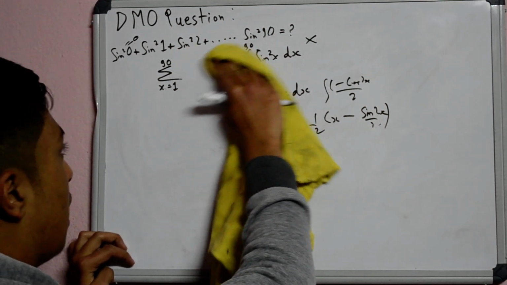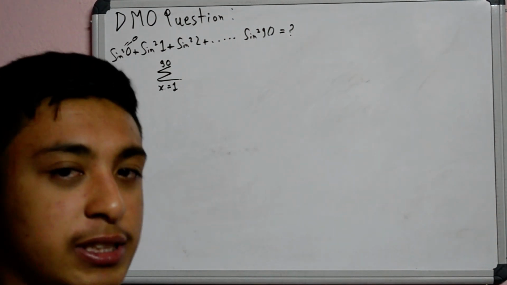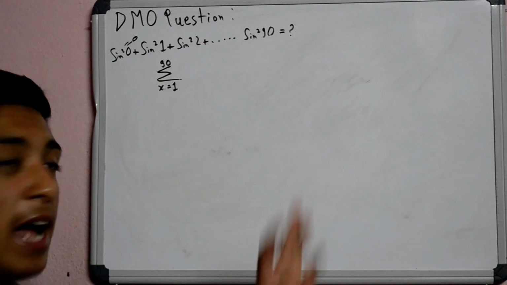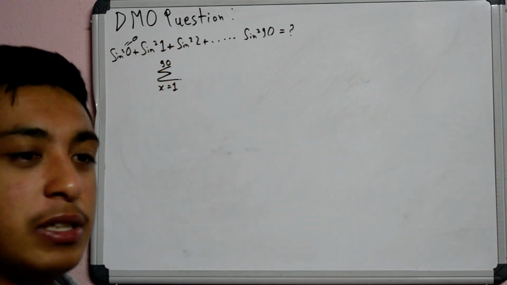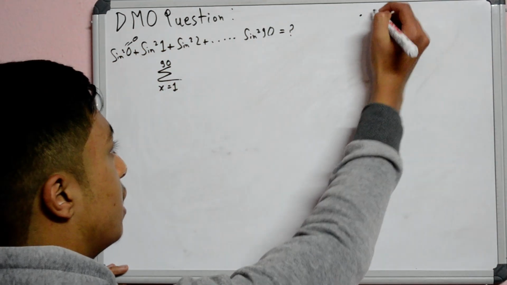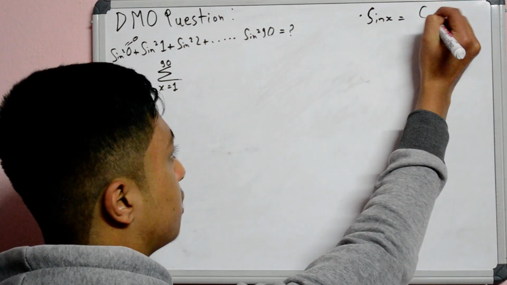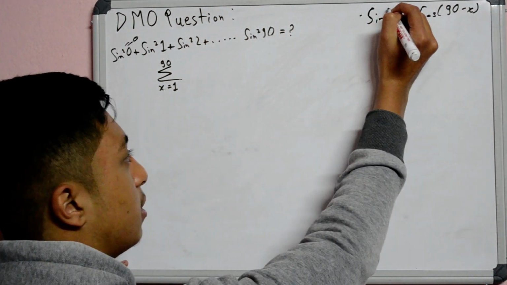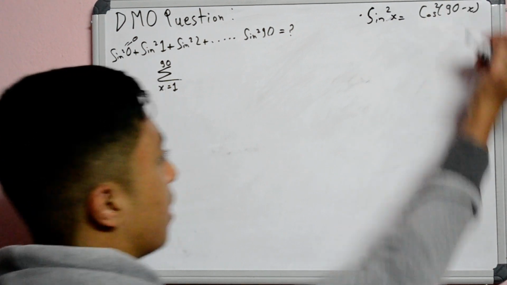Now I'll be going on to the part of the video where I explain how to do this process, and in fact it's easy once you know it. This actually does not require calculus, but requires basic geometry or basic trigonometric knowledge. You need to know that sine x is equal to cos of 90 minus x, and similarly that means sine square x is equal to cos square of 90 minus x.